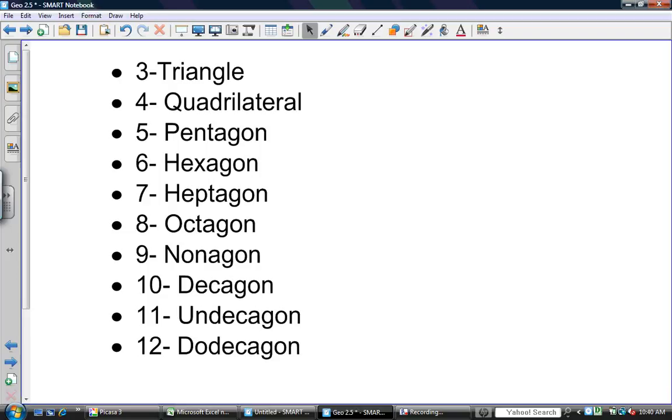That would work also. 8 is an octagon. 9 is a nonagon. 10 is a decagon. 11 is undecagon. And 12 is dodecagon. Now, if it's bigger than that, say it's 64, we'll just call it a 64gon. There are some names for some bigger ones, but we don't need to.